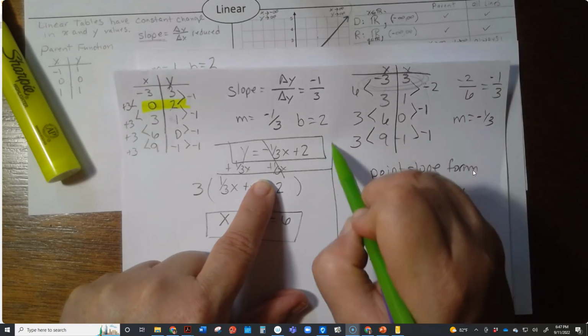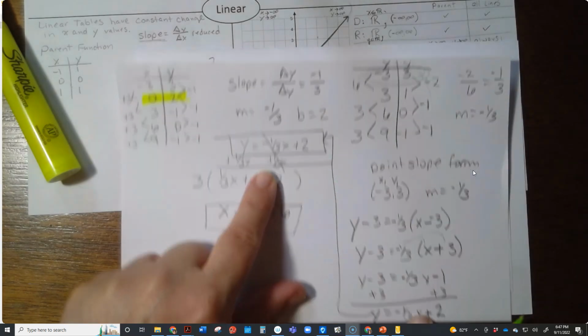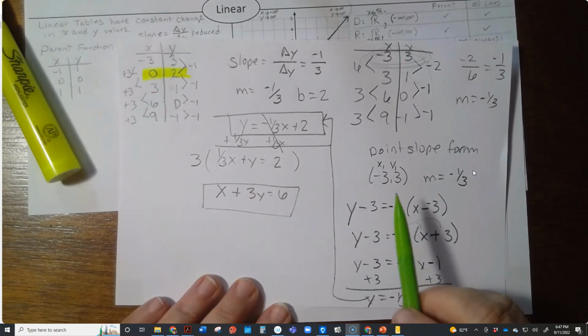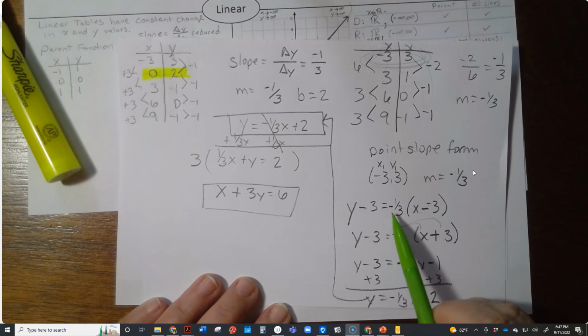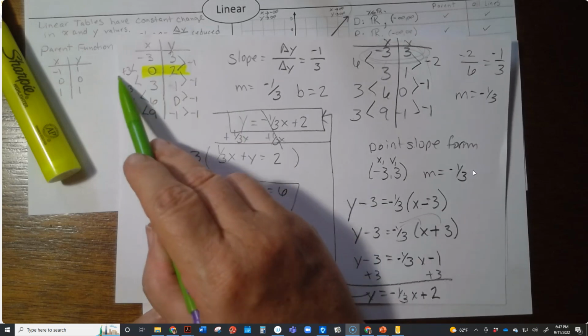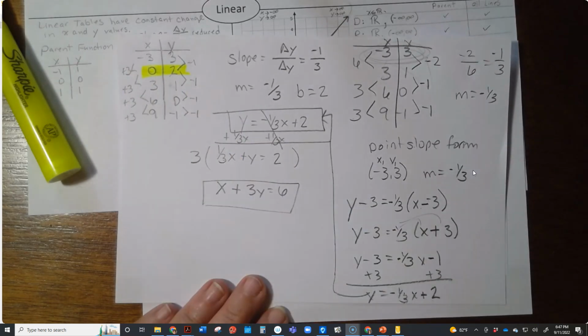So this equation and this equation are the exact same equation. So you write it in point slope form and then convert the point slope form into slope intercept form, and you get the same thing that we got from knowing that the y-intercept was 2 at 0, 2.